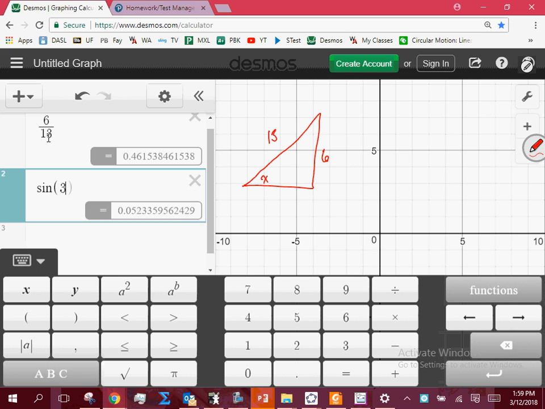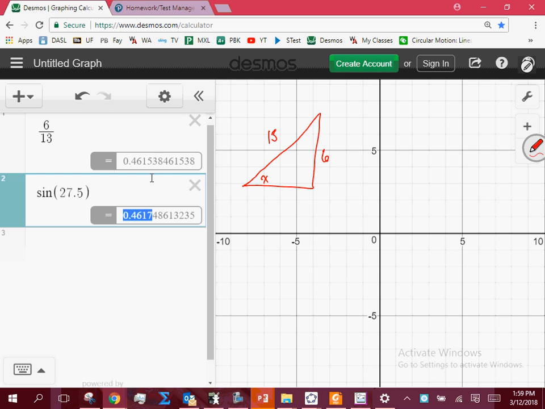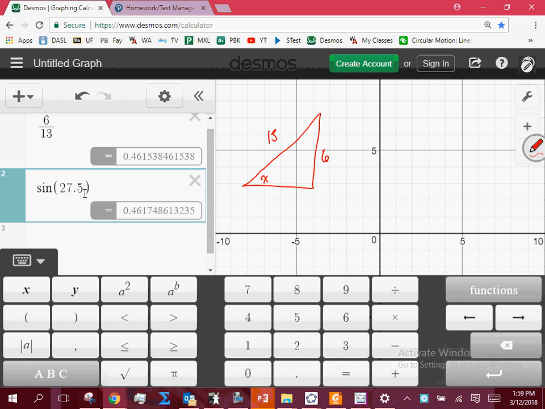I know it's not 30, so let's try 29. Is that closer? Let's try 27. That went too far, right? It went below 0.46. So let's go maybe 27.5. Okay, that's a little bit better. Now we're out to that 7 being the first place that we see something different in this number, right? So maybe it's 27.48, something like that. So I'm starting to get further and further out to figure out what that angle measurement is.